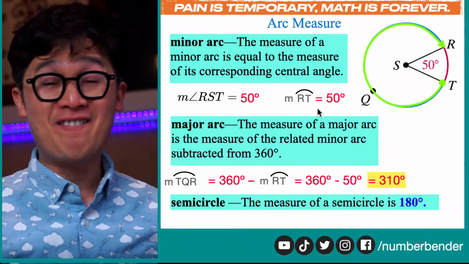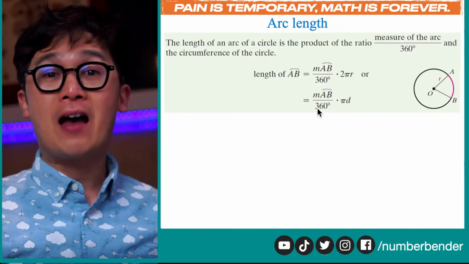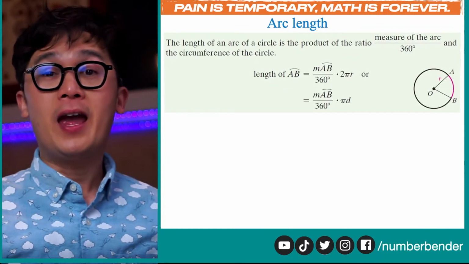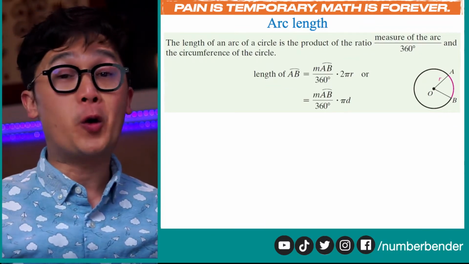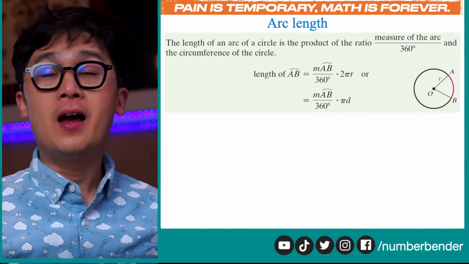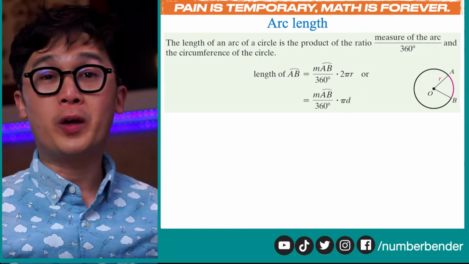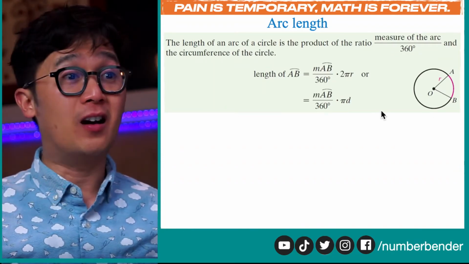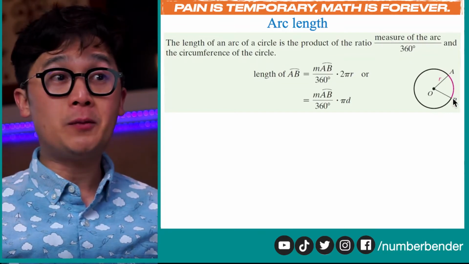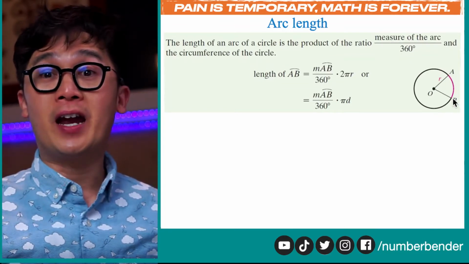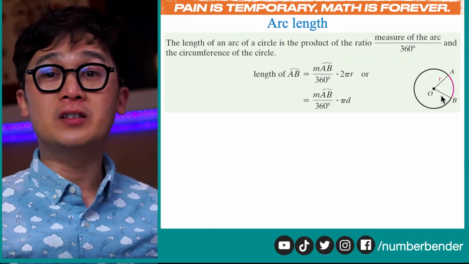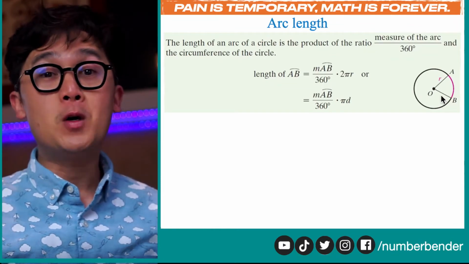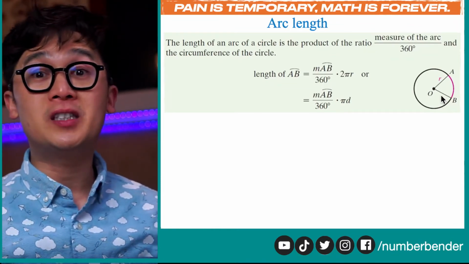Now, why am I emphasizing that? Because we also have what we call the arc length of our circle, and this is measured by a formula. We have, let's say, circle O with minor arc AB, and if we want to find the length of arc AB, all we need to do is divide the arc measure of arc AB by 360 degrees, multiplied by its circumference, which is 2 pi r.